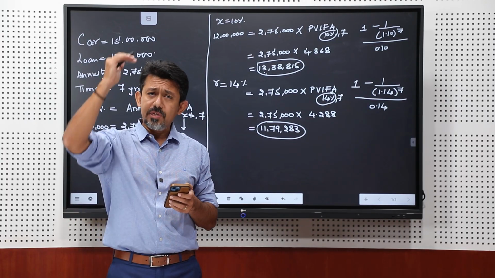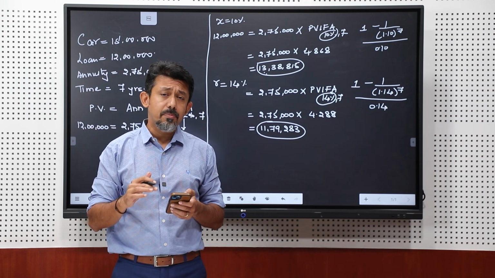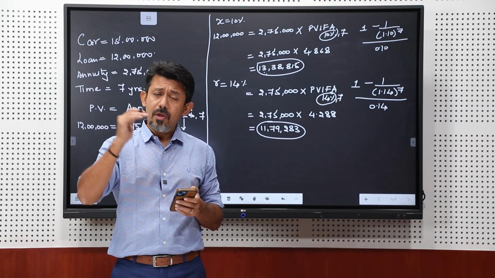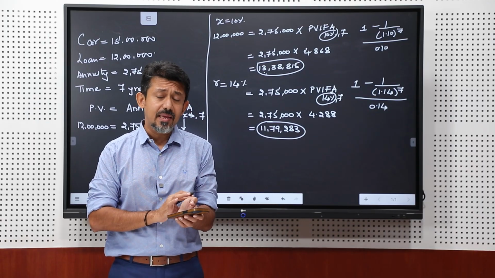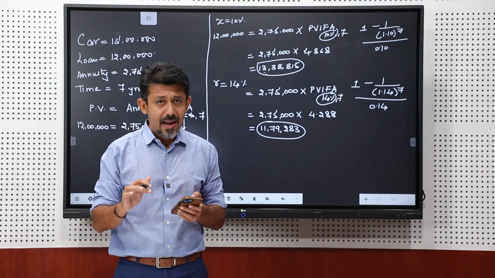When the rate of interest goes up, present values go down, and vice versa. There is a positive relationship between rate of interest and future values. When the rate of interest goes up, future values tend to go up. That's a basic fundamental understanding that we've got to have whenever we are working on the trial and error method.